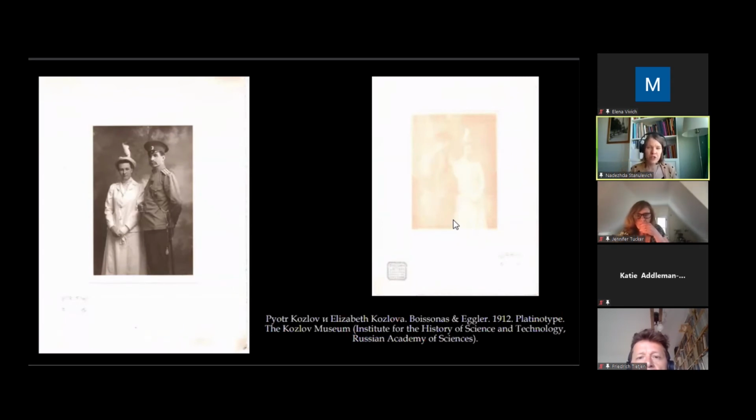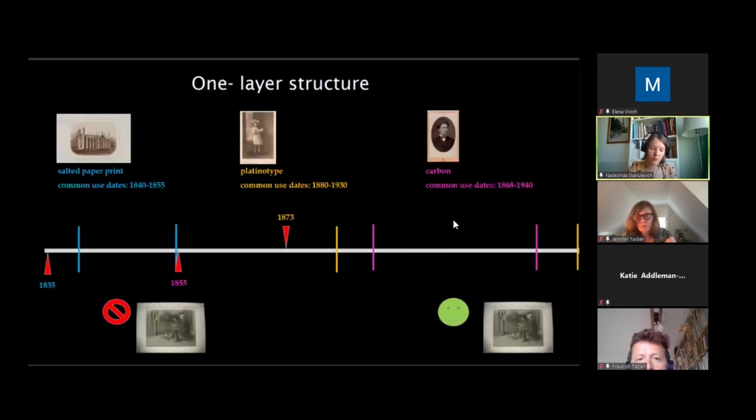collection. And sometimes curators in Russia made a mistake and chose salted paper when they saw one-layer structure paper. Salted paper was a popular form of photography, even though it was used for a relatively short period between the 1830s and 1855. Though there was a brief revival of interest in salted paper processes under the influence of pictorialism, one-layer structure prints like platinum-type or cardboard print were completely out of commercial production by the end of the 1920s.